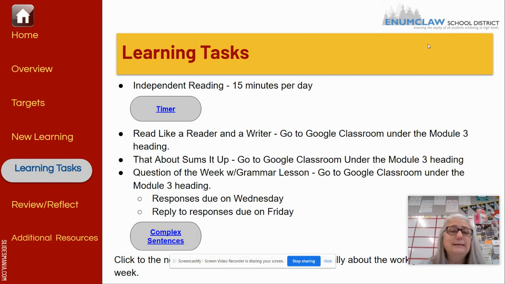So your learning tasks: 15 minutes of reading per day. I put a timer in here for you in case you need it. Read like a reader and writer is in Google Classroom under Module 3. That about sums it up. So that's going to be using those new reading skills to look at an infographic and writing the summary. That is also under Module 3, along with the question of the week with your grammar lesson on how to write complex sentences.